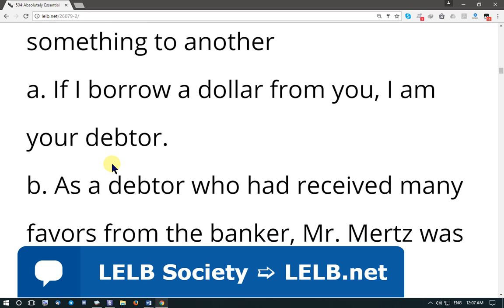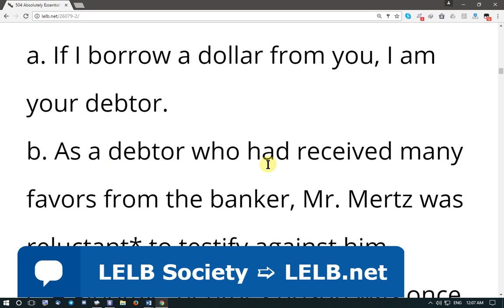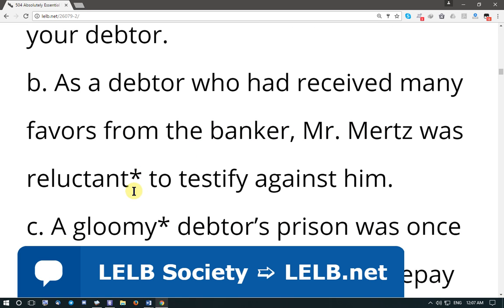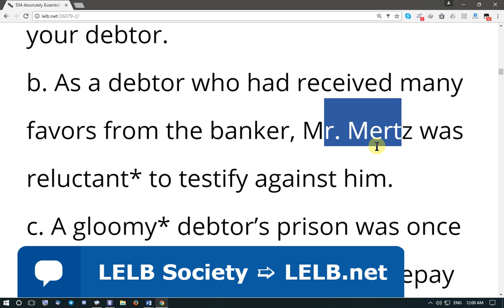Okay. As a debtor who had received many favors from the banker, Mr. Mertz was reluctant to testify against him. So another cause and effect relationship. As here means because. Because he was a debtor who had received many favors, kindness, rewards, I don't know, from the banker. So the banker has, let's say, given Mr. Mertz a lot of favors, perhaps financially because he was a banker.